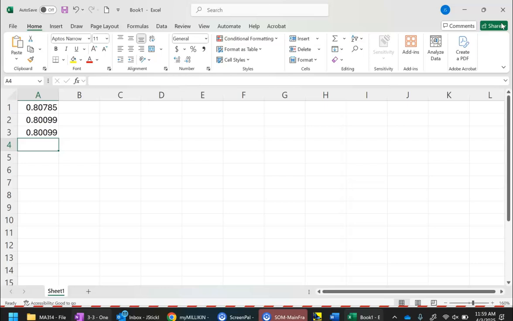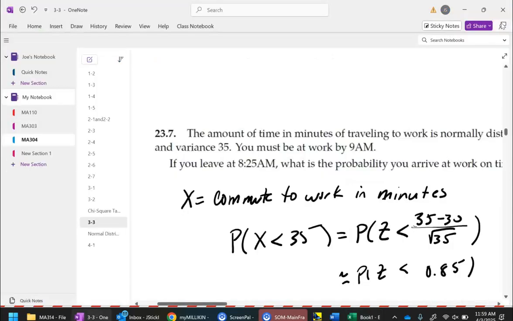Why do you put 35 instead of the mean? Because the number of minutes from 8:25 to 9 is 35. It has nothing to do with the mean. That X value that you're interested in is 35.